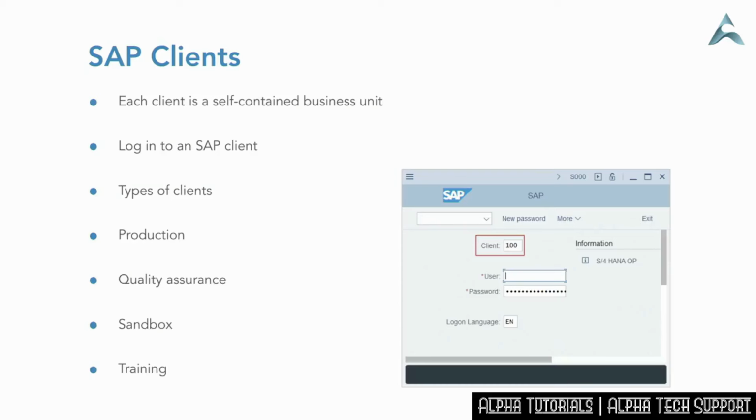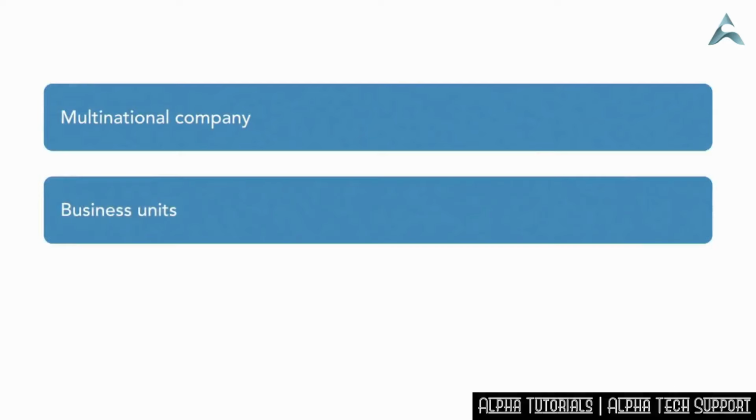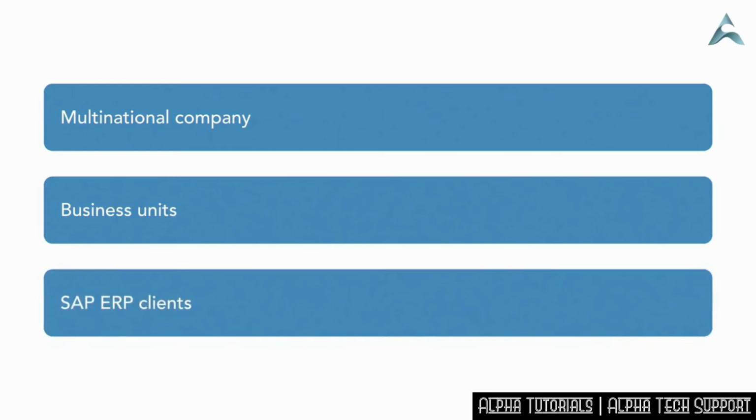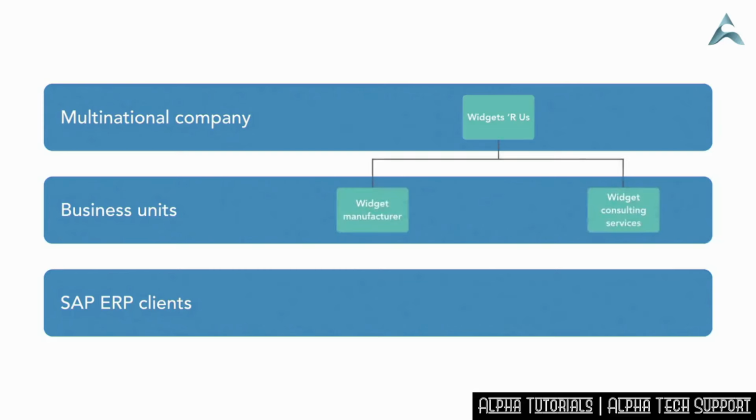Let's take a look at how different SAP clients may be set up at a large company. Really big companies tend to break up their clients by either business unit or by geographic area. This example looks at a company that has different SAP ERP clients for each of its business units. This is our imaginary company called Widgets Are Us. Our company has two separate business units, Widget Manufacturing and Widget Consulting Services. Because our business units are quite different, it makes sense for us to have different clients for each business unit.